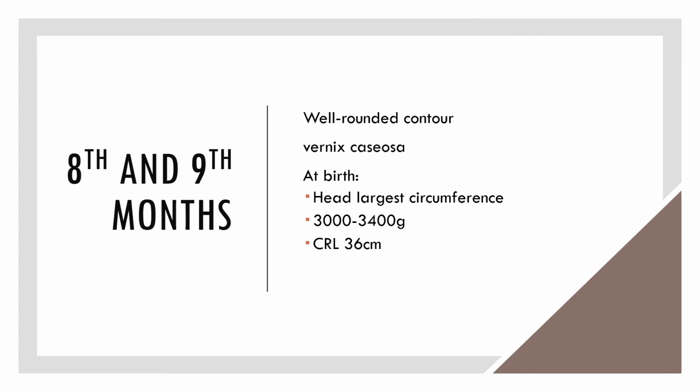At the end of the 9th month, the skull would have the largest circumference of all parts of the body, and this is actually an important fact, especially with regards to its passage through the birth canal. And at the time of birth, the weight of a normal fetus would be somewhere around 3,000 to 3,400 grams. Its crown rump length is around 36 centimeters and its crown heel length is about 5 centimeters.